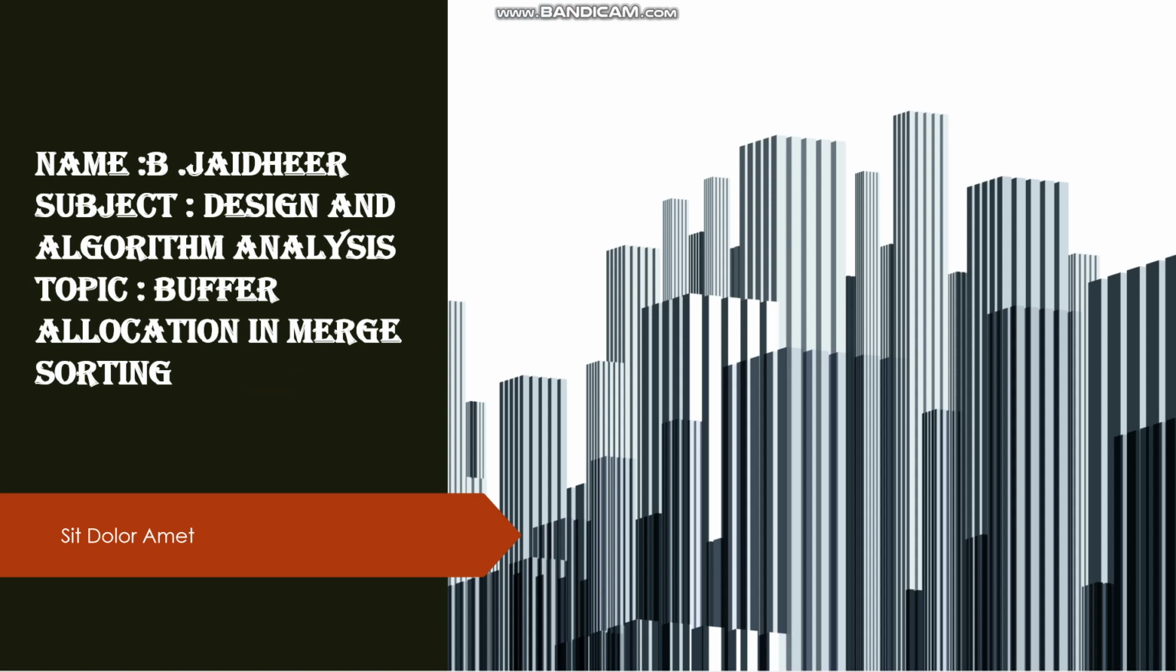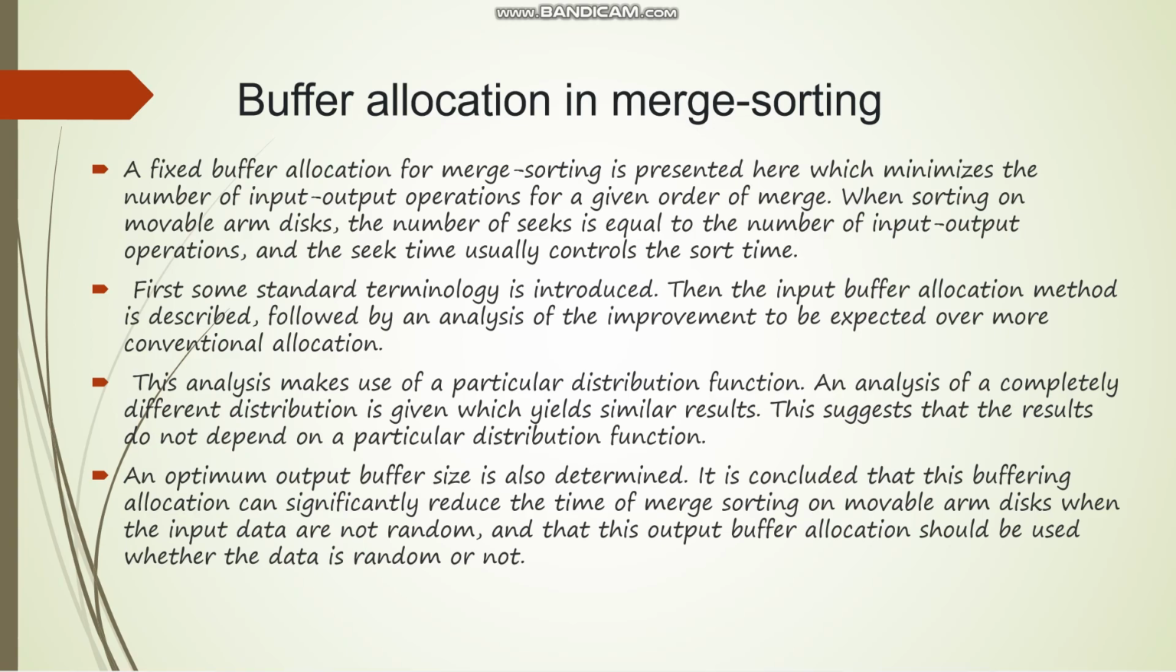Today my topic is buffer allocation in merge sorting. A fixed buffer allocation for merge sorting is presented here, which minimizes the number of input-output operations for a given order of merge. When sorting on movable arm disks, the number of seeks is equal to the number of input-output operations, and the seek time usually controls the sort time.